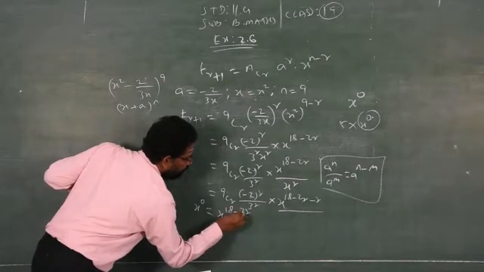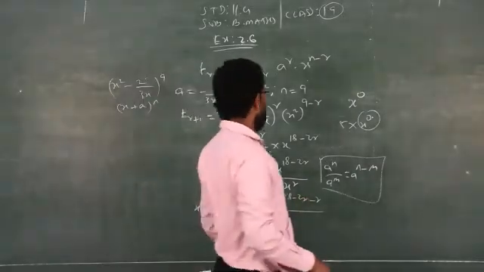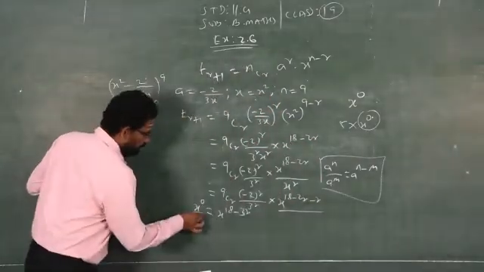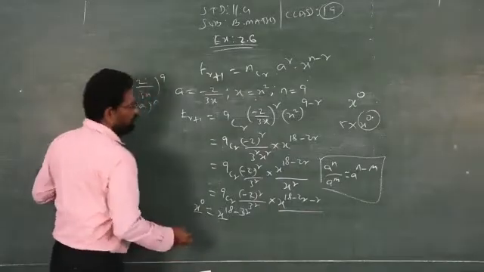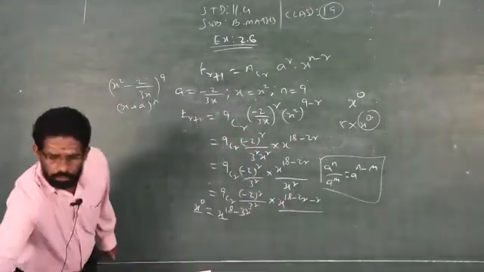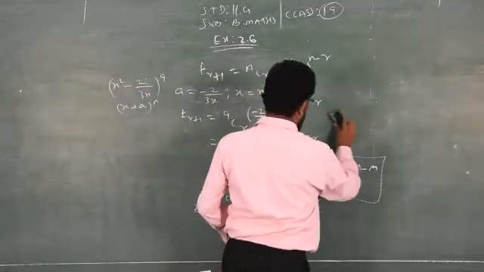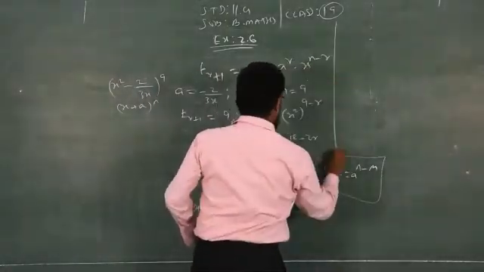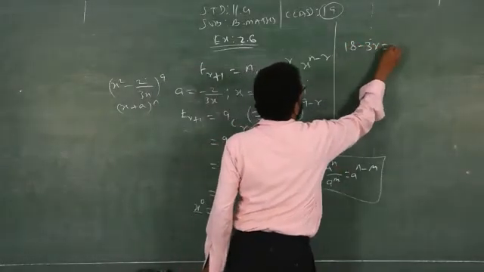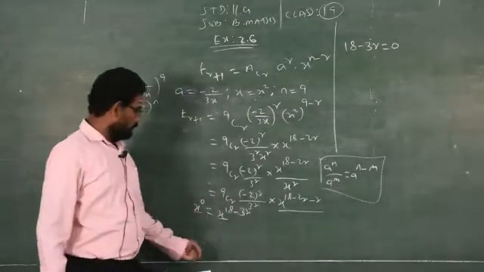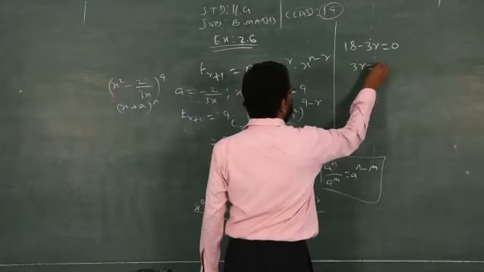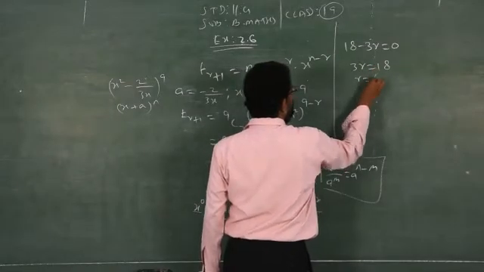You can simplify: 2r minus r is 3r. So when the bases are the same, what will be the answer? You have to compare: 18 minus 3r is equal to 0. When the bases are the same, the powers should always be equal. So 3r is equal to 18, r equal to 6. That's all.